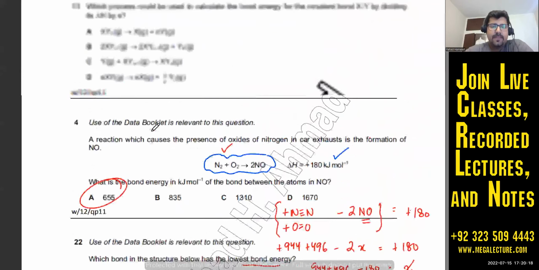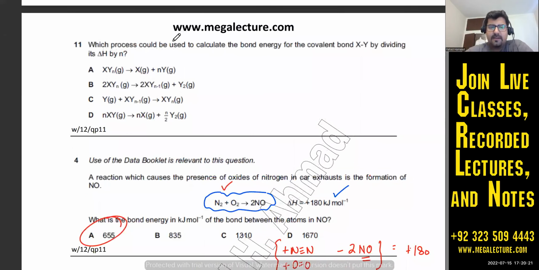So we missed one question, which was slightly harder. Here it says, which process could be used to calculate the bond energy for the covalent bond XY by dividing its delta H by N? Now read the statement. The bond energy for XY is equal to delta H divided by N. So he's looking for this expression. Out of all these reactions, in which process would the bond energy be equal to this expression?